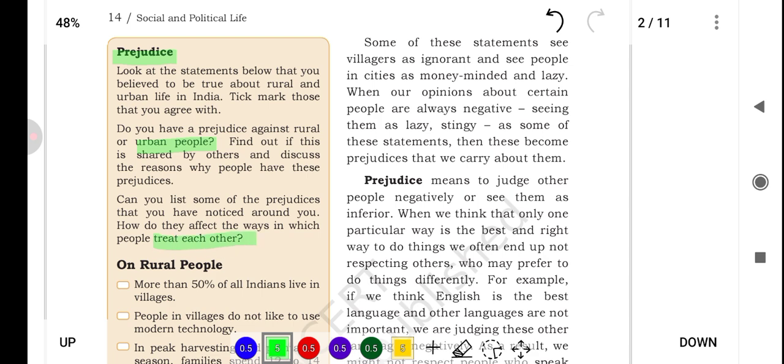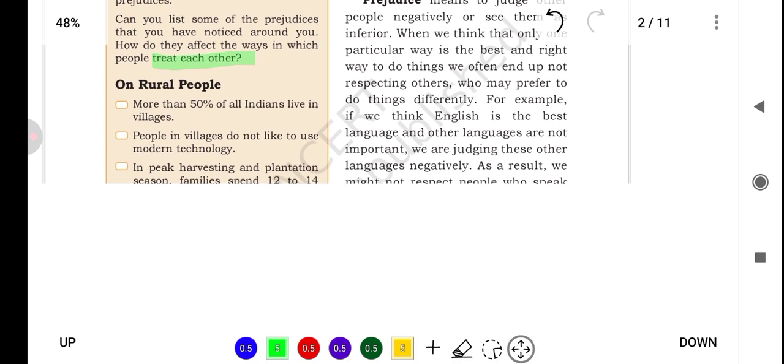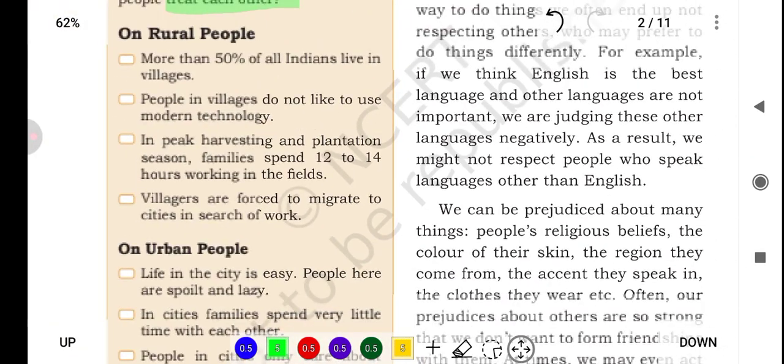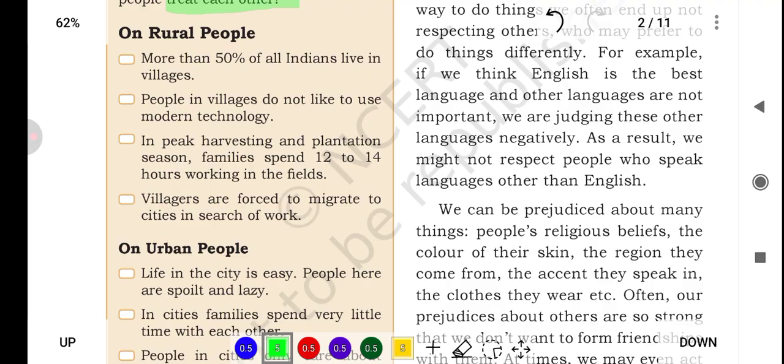On rural people: more than 50% of all Indians live in villages. People in villages do not like to use modern technology. In peak harvesting and plantation seasons, families spend 12 to 14 hours working in the fields. Villagers are forced to migrate to cities in search of work. Now we'll discuss urban people.